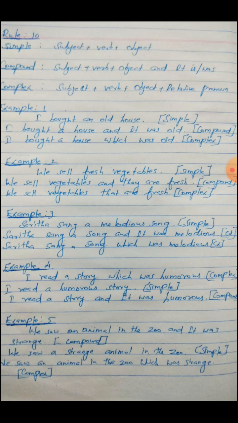Dear students, have you understood this rule number 10? Simple sentence: subject, verb, object. Compound sentence: subject plus verb plus object plus and it is or it was. Present tense it is, past tense it was. Complex sentence: subject plus verb plus object plus relative pronoun. We have to use the correct relative pronoun in a complex sentence. You can note it down in your notes. We will see the next rule.